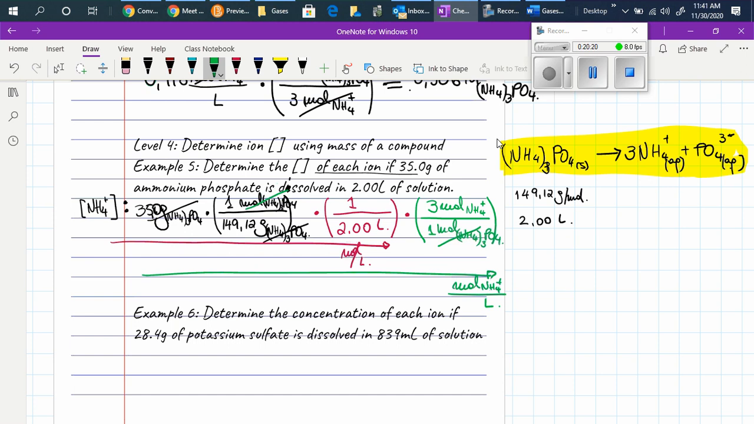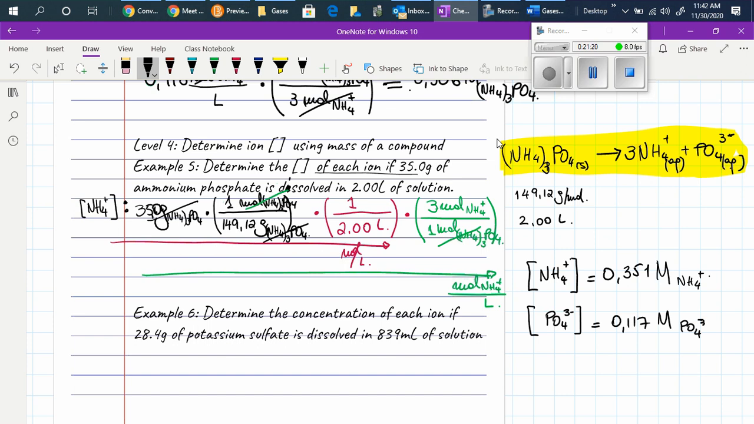And now what you do in your calculator is 35 times 1 times 1 times 3, divided the whole thing by 149.12 times 2, and you should have a 0. So let's write it like this. The concentration of ammonium ion will be 0.351 molarity of NH4+. Doing the same calculations, you should have for the concentration of PO4 a 0.117 molarity of PO4 3-.